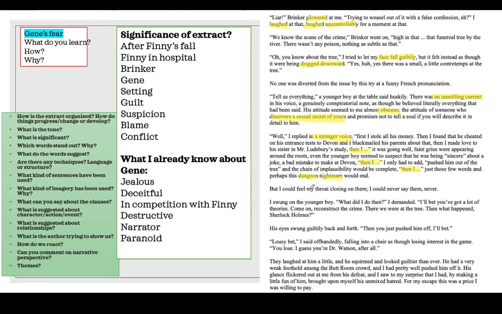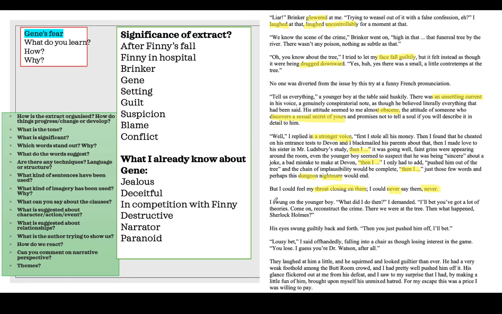And then, "I could feel my throat closing on them." So this imagery here shows that maybe his body is preventing him from revealing the words that he should. So maybe his body is going against his natural instincts. And then again we have repetition, which shows his resolve here.